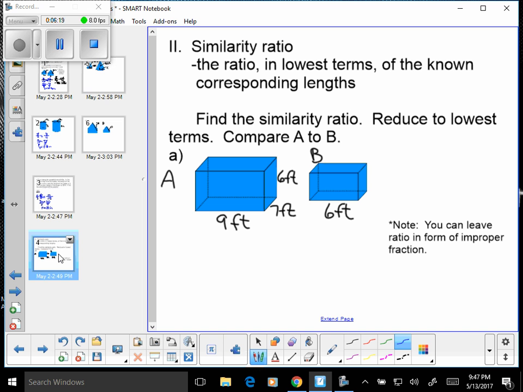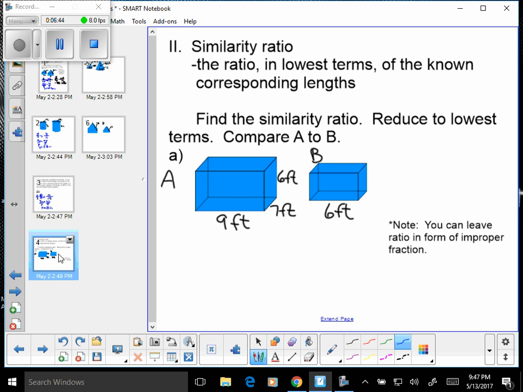Find the similarity ratio, reduce to lowest terms, and note that here is where they give you an example of one where it says compare A to B. Remember, I talked earlier in the lesson that sometimes they will put a letter by the prism or the pyramid. Here's the situation where they're doing it. They want you to compare A to B.